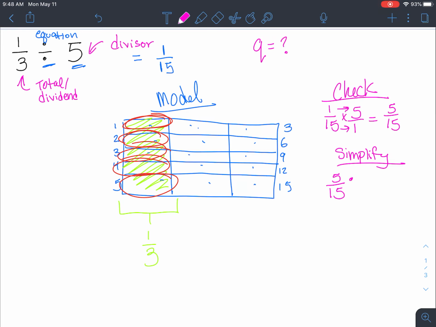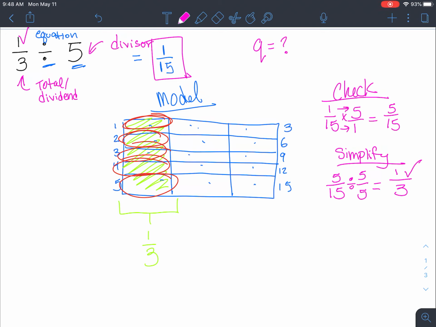I'm noticing that the number 5 can go into 5 and can go into 15. So I'm going to divide by 5 over 5. 5 divided by 5 is 1. 15 divided by 5 is 3. And I get 1/3, which definitely matches my dividend. I know that I got the right answer. 1/3 divided by 5 equals 1/15.